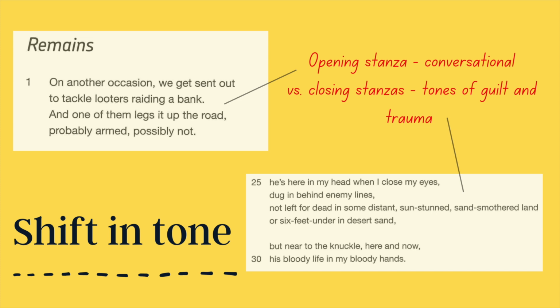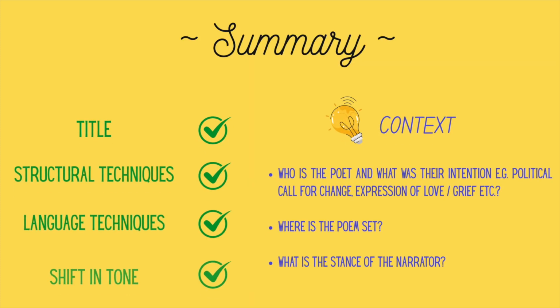Make sure to also keep an eye out for things like rhyme schemes suddenly changing or stopping, as this can also indicate a shift in tone. Have a think about how this might link to the narrator's emotions or experiences within the concept of the poem. In summary, we must take these four aspects into consideration when analysing poetry.